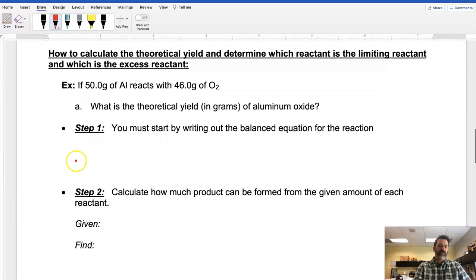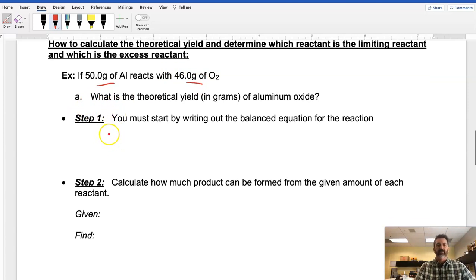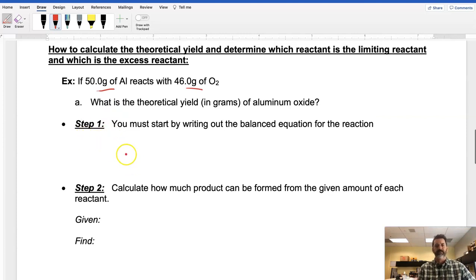Now, I'm going to walk you through one, and then you are going to do one for homework. It says I'm going to start with 50 grams of aluminum and 46 grams of oxygen. What is the theoretical yield, and what is my limiting reactant? I'm going to start by writing out the balanced equation. Aluminum and oxygen are reacting with each other, and it asks for the theoretical yield of aluminum oxide. I know this is a synthesis reaction.